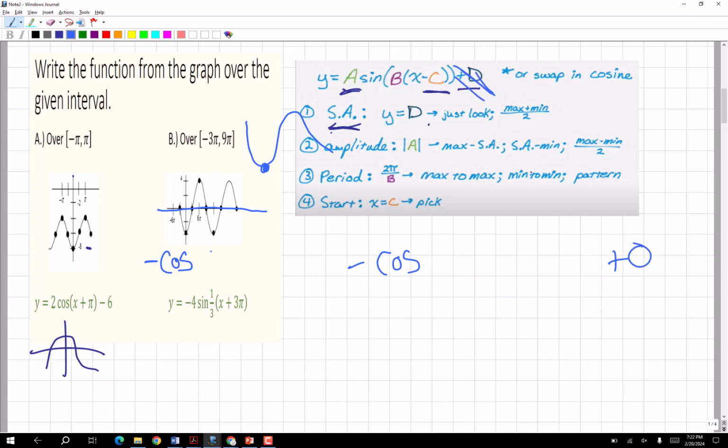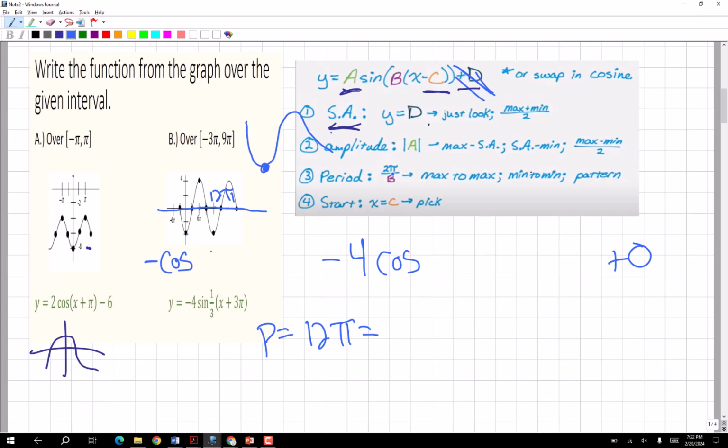Now I'm going to look at the amplitude. This up here is 4, so notice how this goes up 4. That means the amplitude is 4, so it's going to be -4. And then what's my period? This goes from the origin. This is 6 pi, so this would be 3 pi, 6 pi, 9 pi, 12 pi. This has to be 12 pi. So my period is 12 pi.